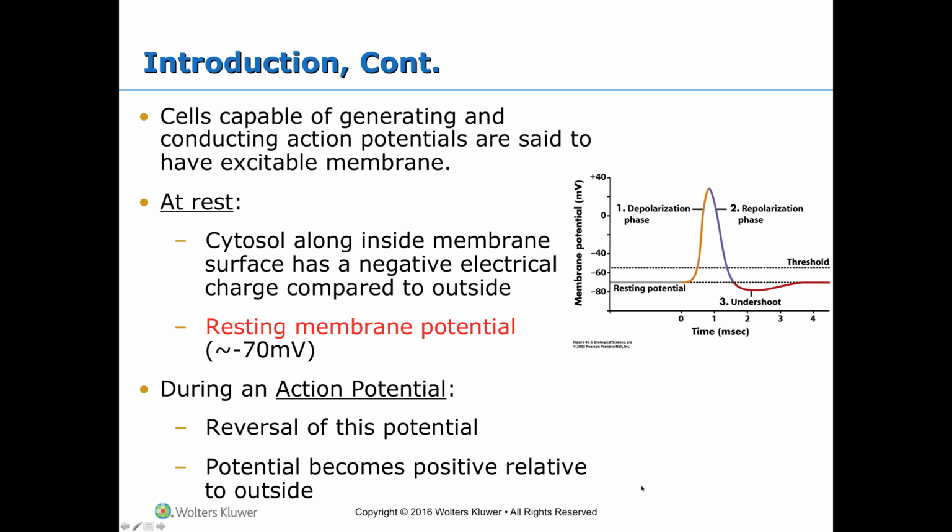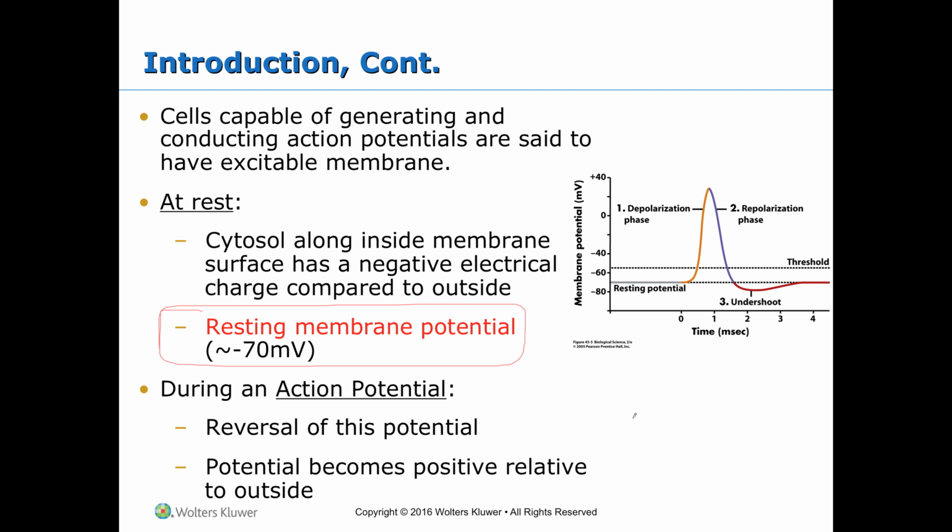Cells capable of generating and conducting action potentials are said to have an excitable membrane. At rest, the cytosol inside the membrane surface has a negative electrical charge compared to the outside. And this is a very important number to remember for this class. The resting membrane potential of an average neuron is around -70 millivolts. That just means that compared to the outside, if you were to measure the potential inside of a neuron, it is about -70 millivolts.